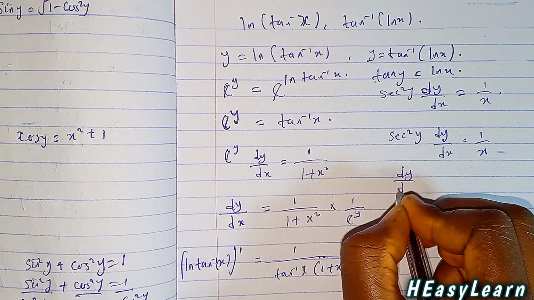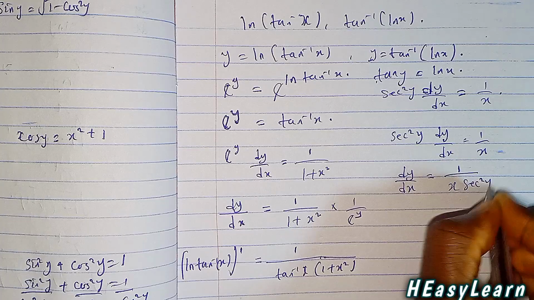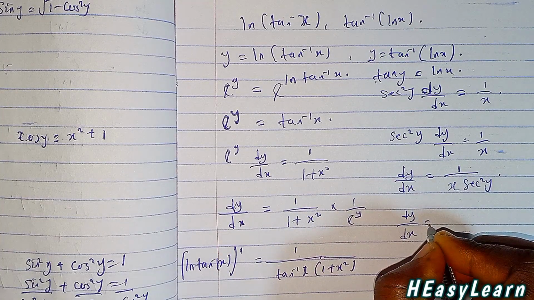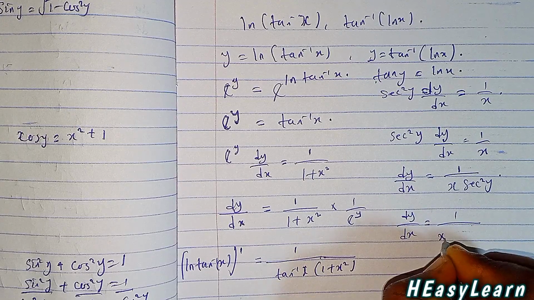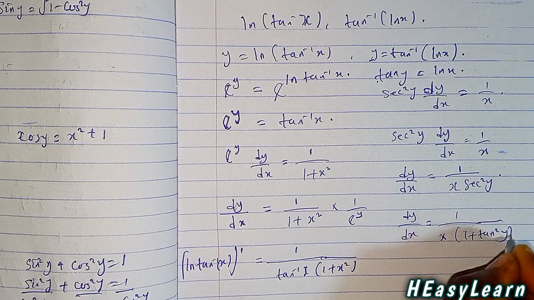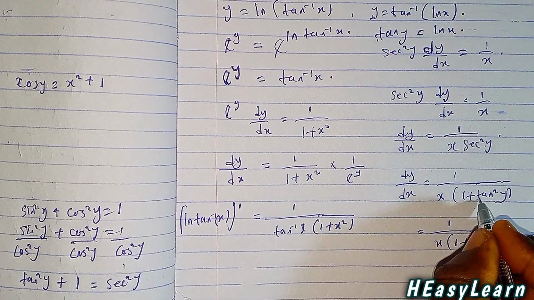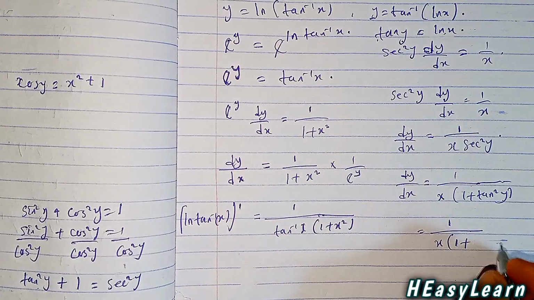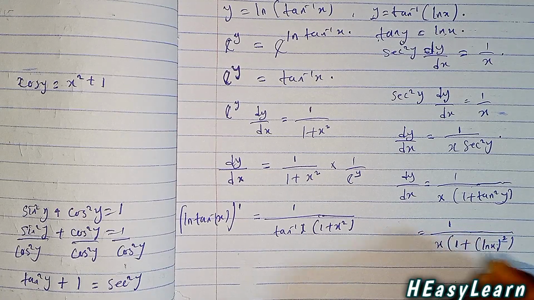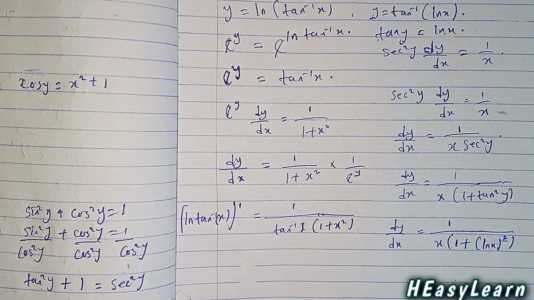Make dy/dx the subject of the equation: 1 over x sec squared y. From the trig identity, sec squared y is the same thing as 1 plus tan squared y. What is tan squared y? 1 over x times (1 plus, what is tan y? Tan y is ln x), this is (ln x) all squared. So this is the derivative of the function tan inverse of ln x.